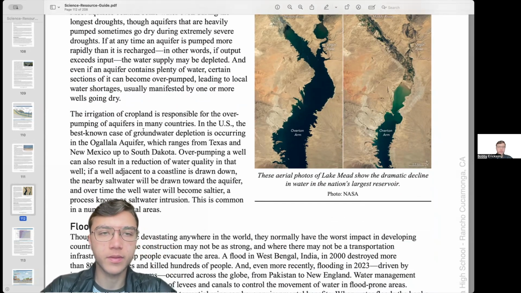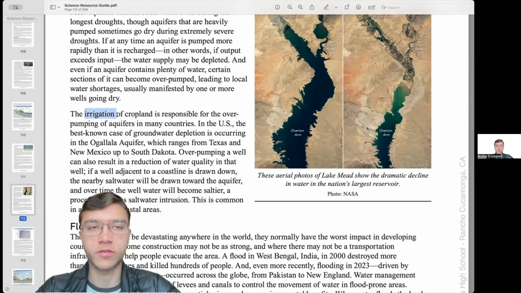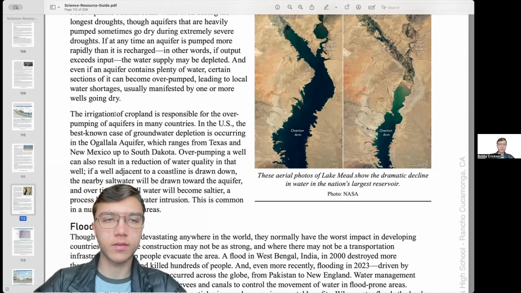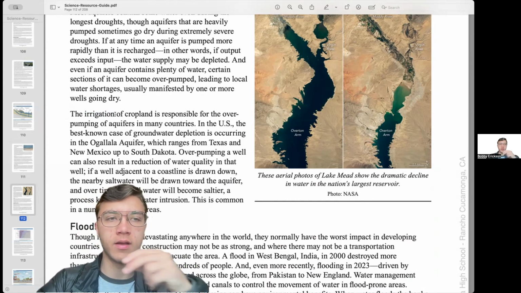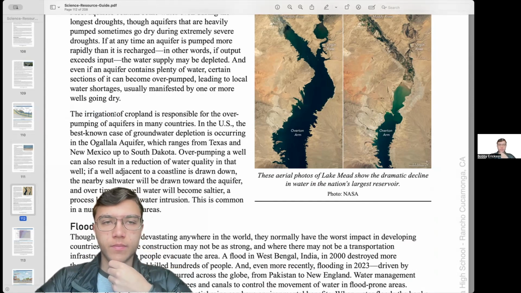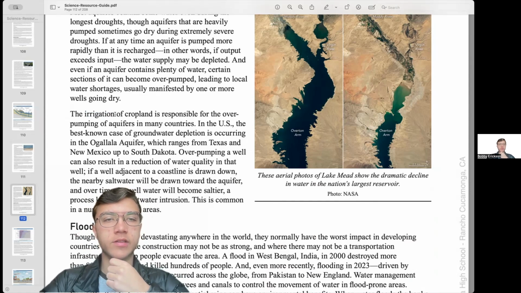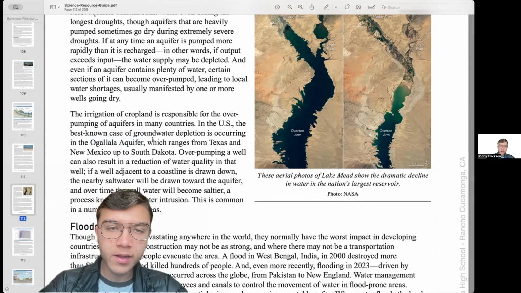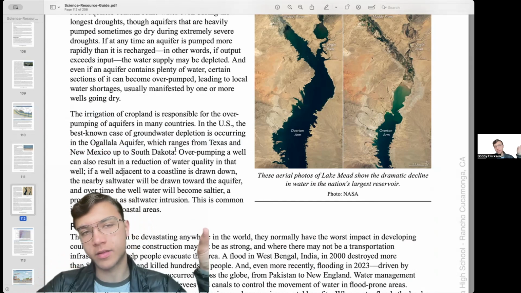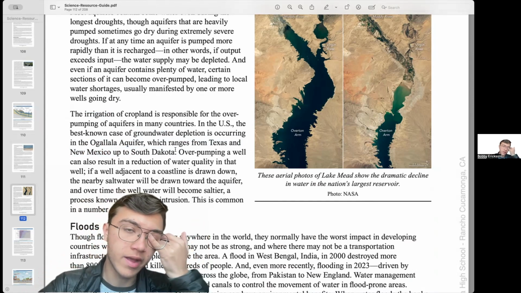Now, what is the cause of this overpumping? Well, it's irrigation. So you may be asked what is one of the causes of overpumping of aquifers in many countries, and the answer would be irrigation. The most well-known case of this is the Ogallala aquifer, which ranges from Texas and New Mexico all the way to South Dakota.